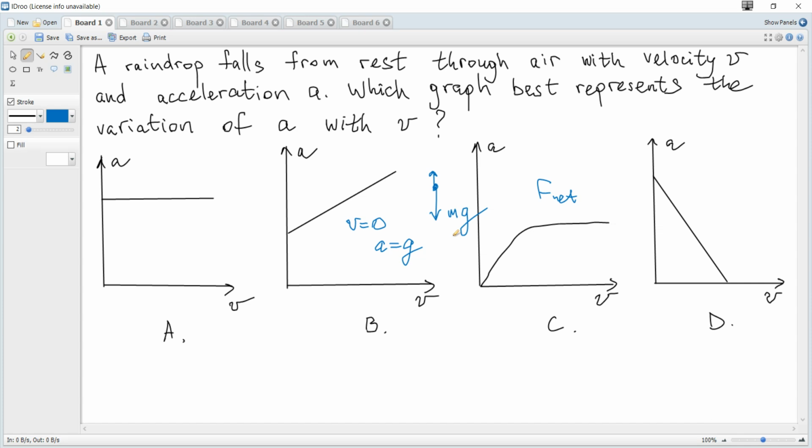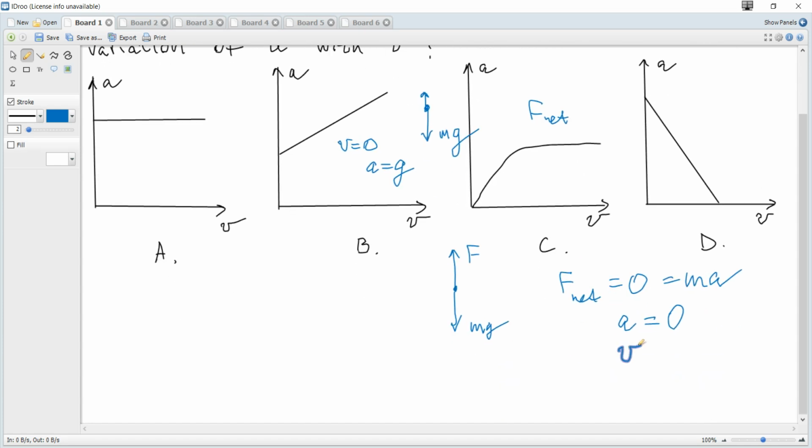again, since it has acceleration, speed increases, and the opposing force, the force of air resistance, also increases, and eventually at some moment of time, the force of air resistance becomes equal to mg, and it means that net force is 0 and it is equal to ma, so acceleration becomes equal to 0, and it means that it starts to move with constant speed, which is called a terminal velocity.